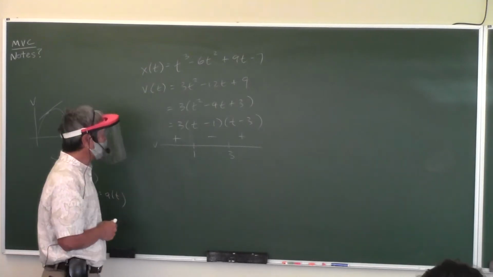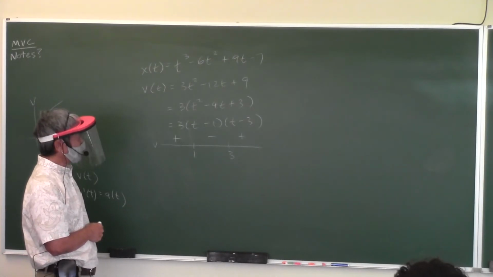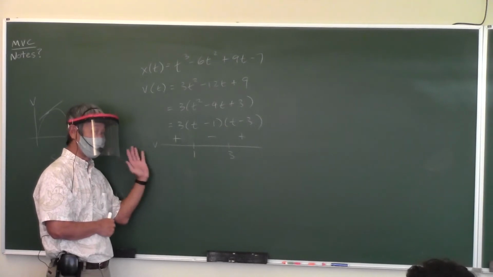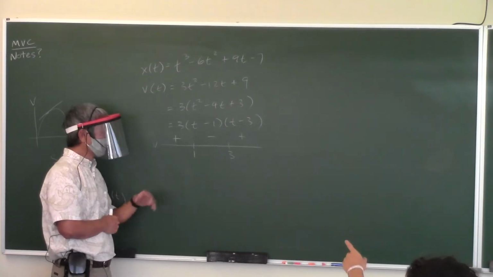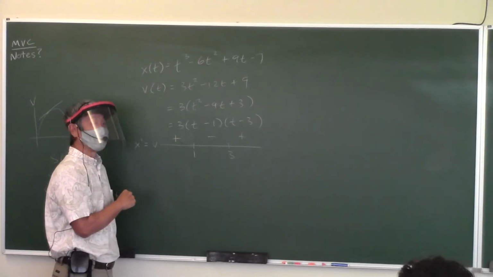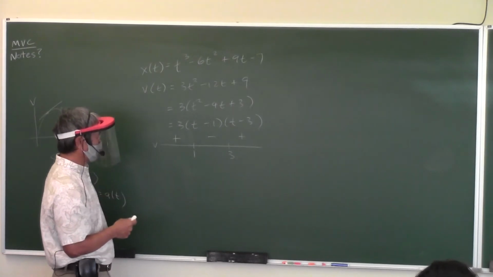Question. On the x-axis, could you write just the derivative of x instead of v? No, this is not a number line for the x-axis. This is a number line for the velocity. Or, sorry, the derivative of the position. Oh, you mean just write x prime? Yeah, you can. Okay, but I'm not going to.